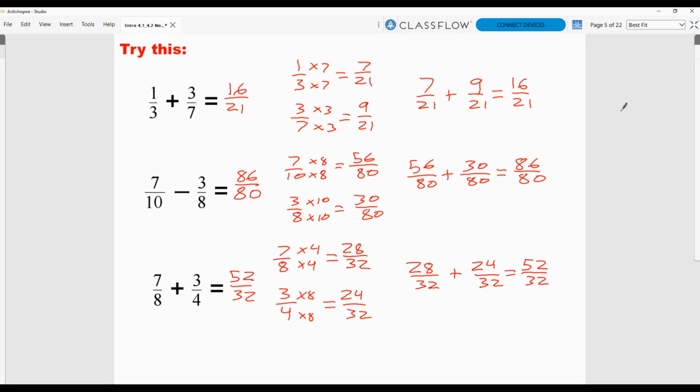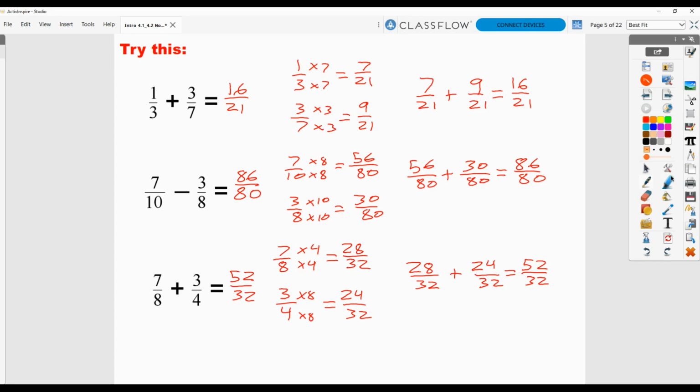Okay, let's take a look at our second one here. We had 7/10 minus 3/8. We do the math for those. We're going to end up with, let's see, this one got multiplied by 8. This one got multiplied by 10. We ended up with 56 over top of 80 and 30 over top of 80. But look what I did here. I ended up adding those instead of subtracting them.